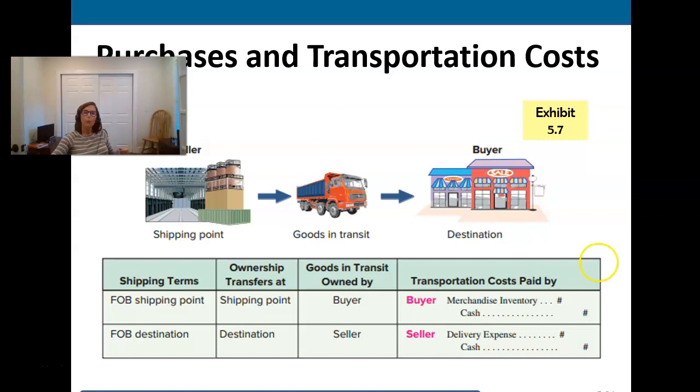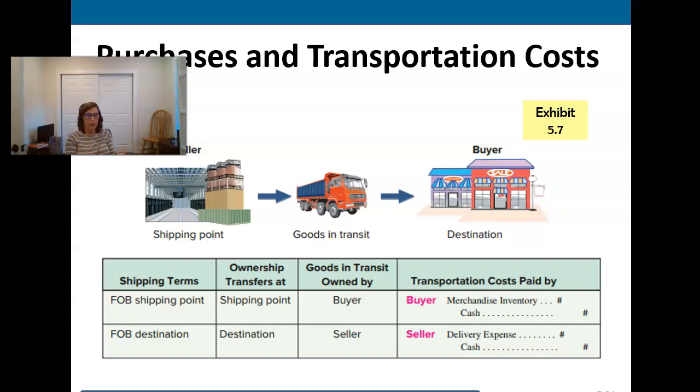So because the buyer is going to be responsible for the transportation costs, the buyer is going to include the transportation costs as part of the cost of the merchandise inventory. So when they pay the transportation costs, it's going to be a debit to the merchandise inventory and a credit to cash. The other term, and make sure that you get these separated, flashcards, do whatever you need to do, because these concepts will come up over and over.